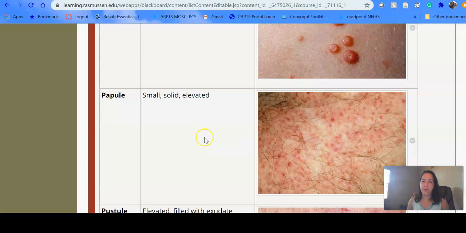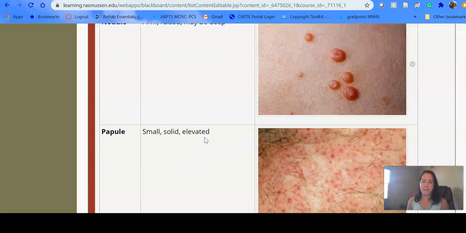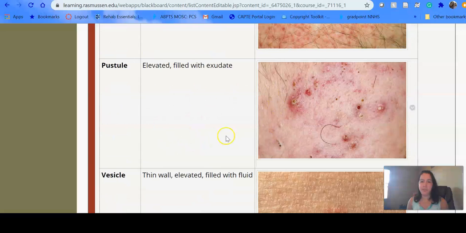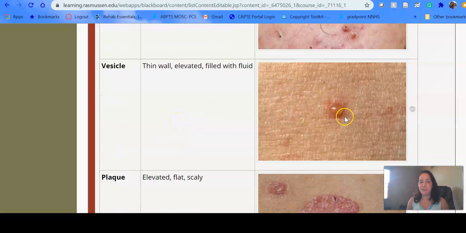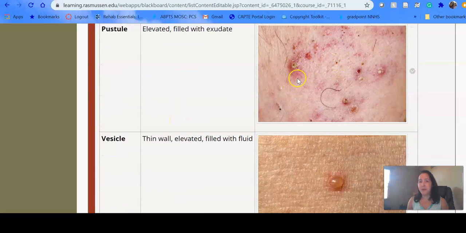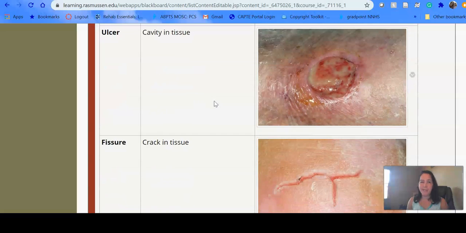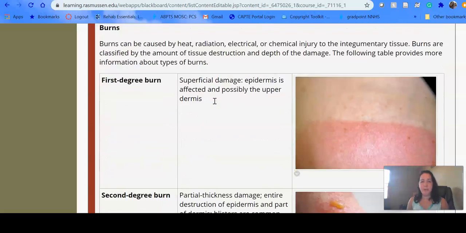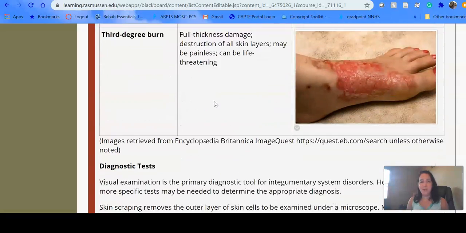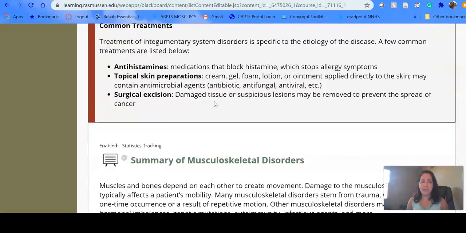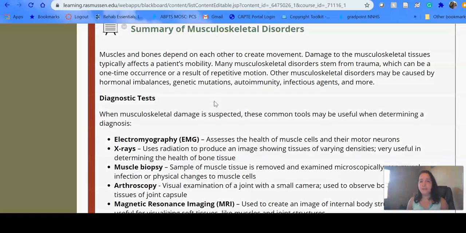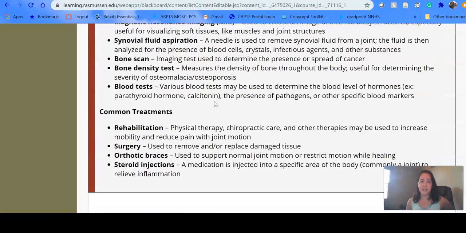On the other hand, there are other ones where that's not necessarily the case. Pustules is a good example, where there's something underneath, an exudate. Vesicles, same thing. There's exudate in there, but it's usually a fluid rather than a pustule that has an exudate that tends to be a little bit thicker. Plaques, ulcers, fissures, burns, it goes through the 3 types of burns, diagnostic testing, and then for musculoskeletal, we've got diagnostic testing as well.